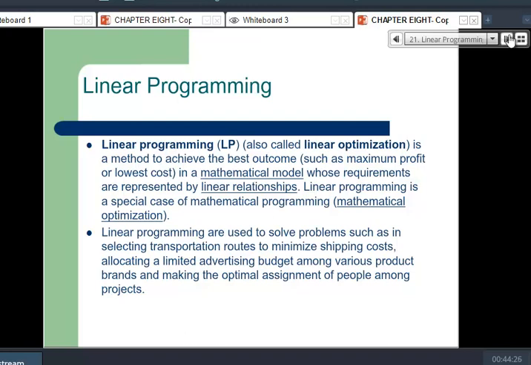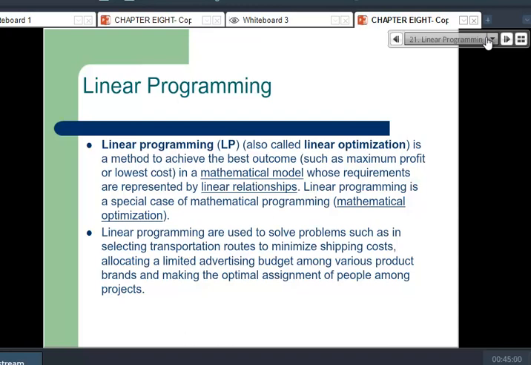Linear programming. Linear programming is a method to achieve the best outcome, such as the maximum profit or lowest cost. So linear programming is a method that helps us to determine how much the minimum cost will be for the company and how much the maximum profit that a certain company can achieve in a certain time.